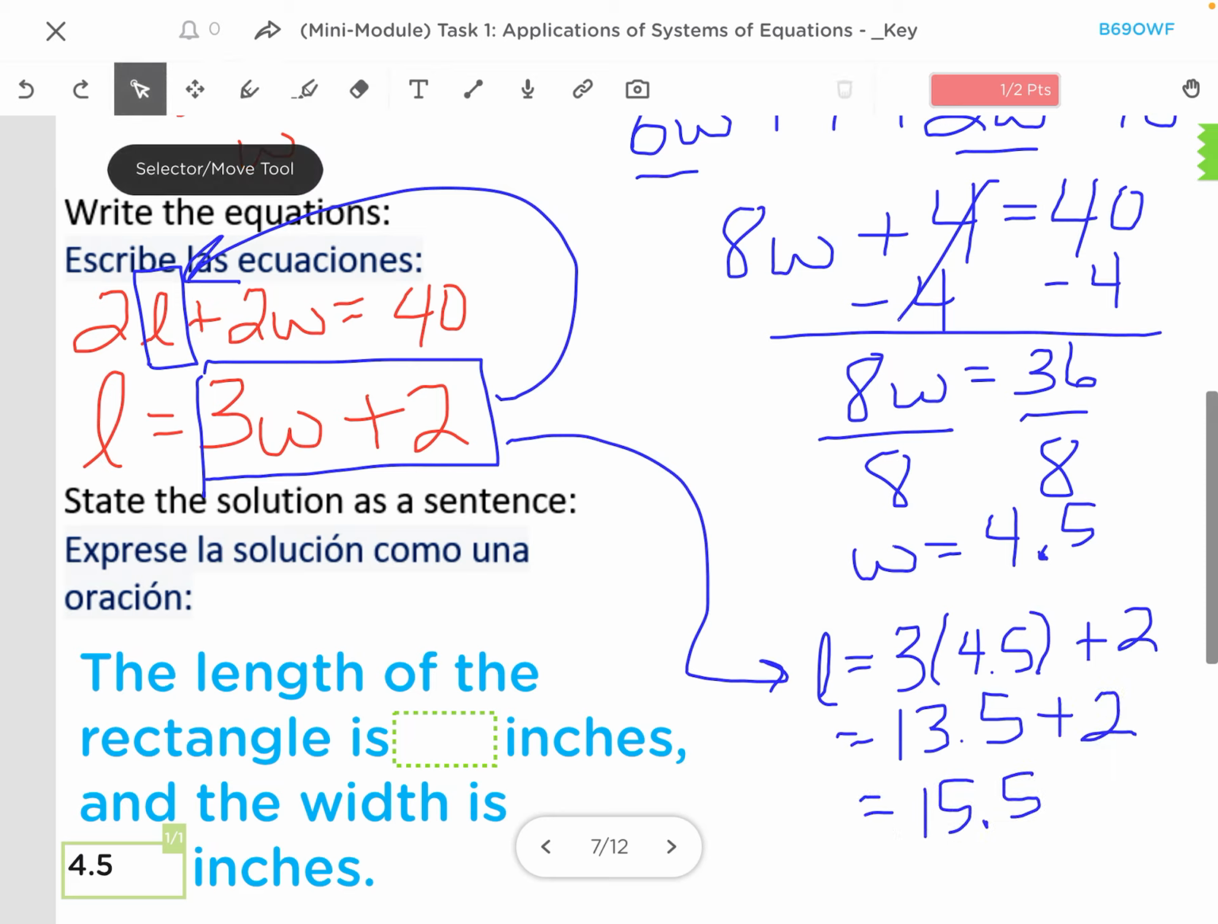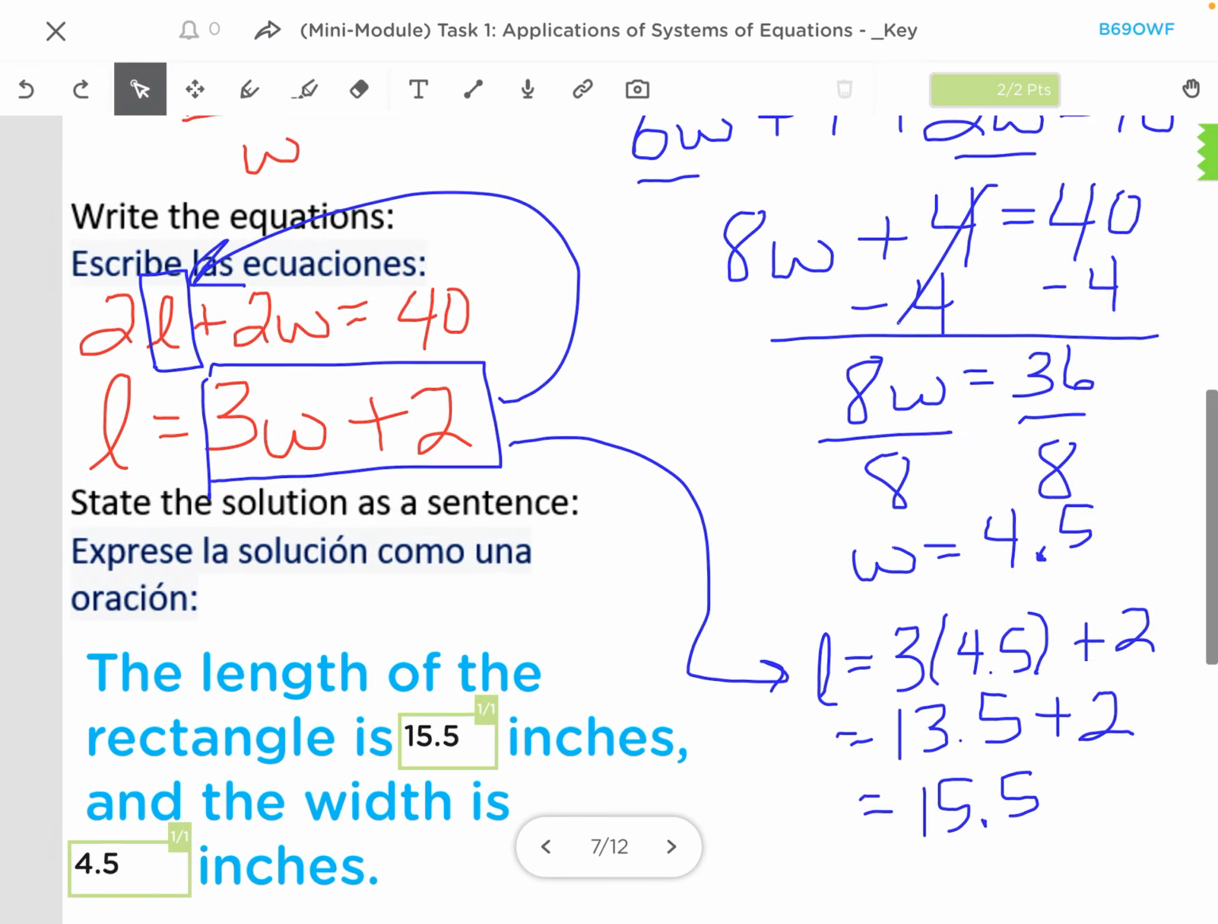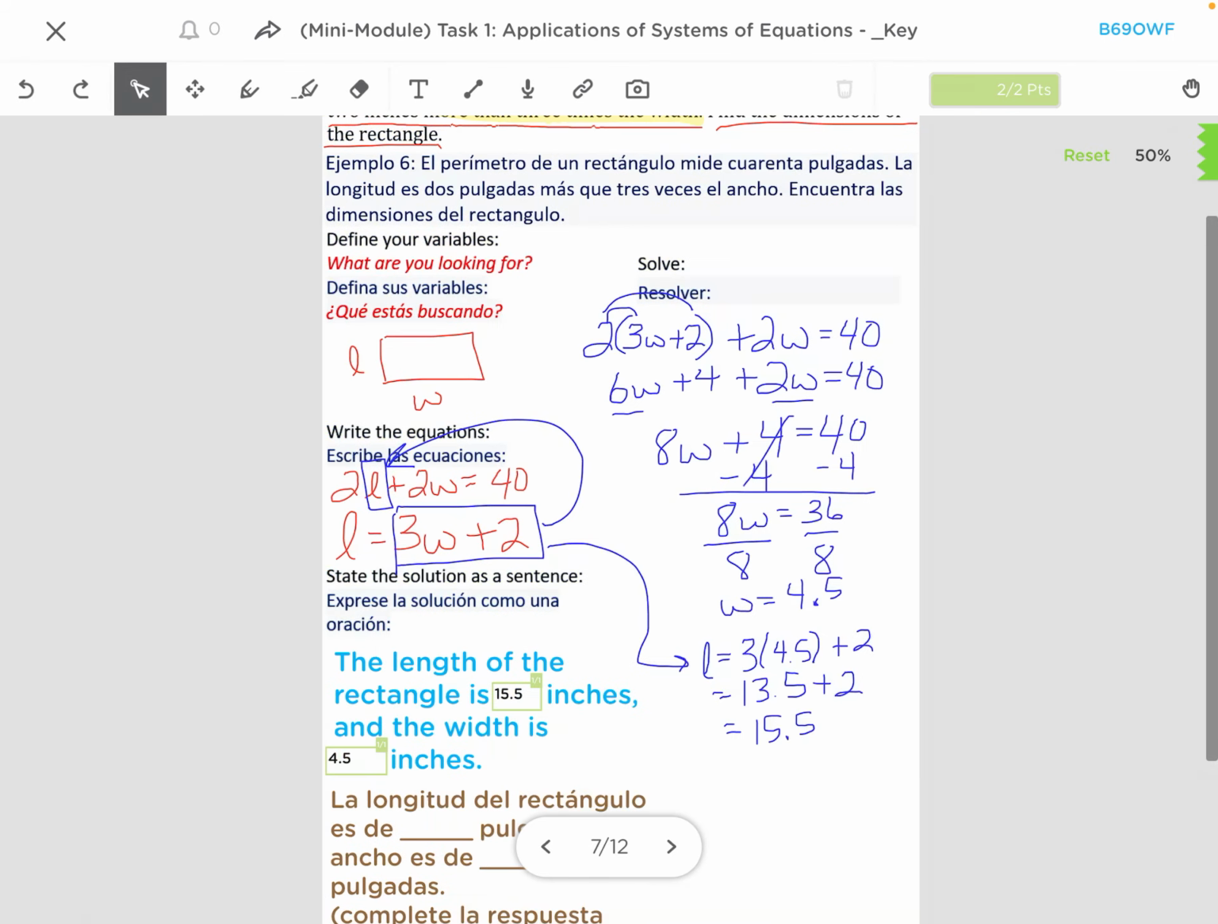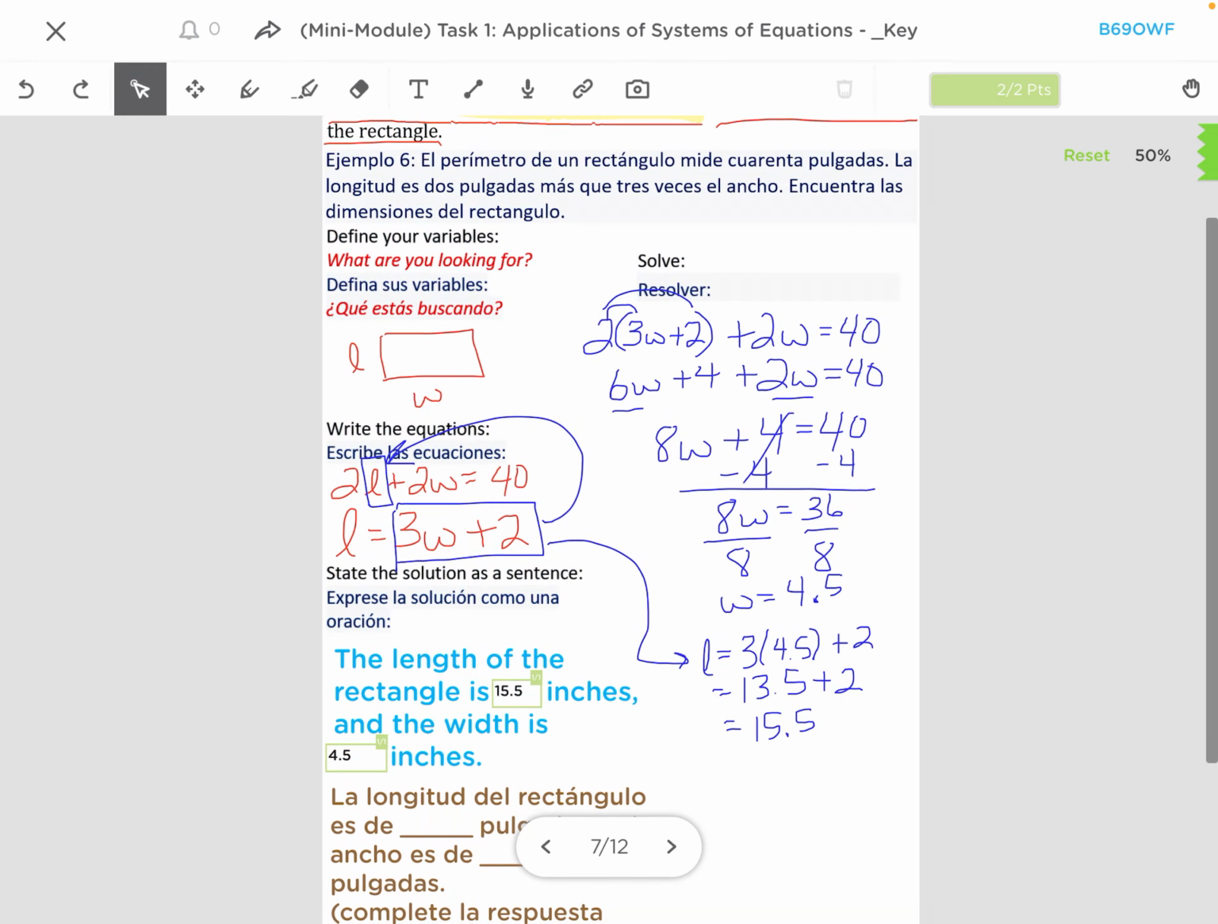Let's check my math there. I did it in my head, and sometimes I'm not so good about that. Yay! And that is it. That is it for this rectangle one. And I will leave it right there so that you can pause if you need to get all of the work written in.